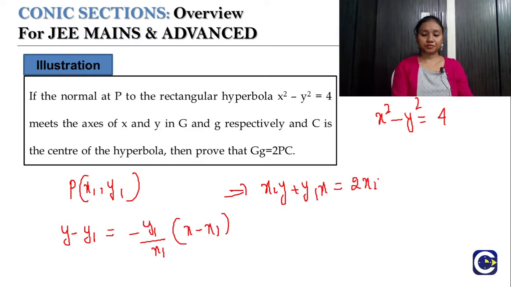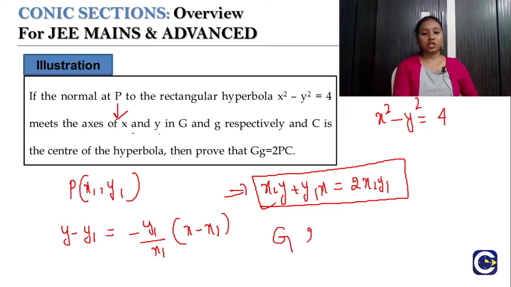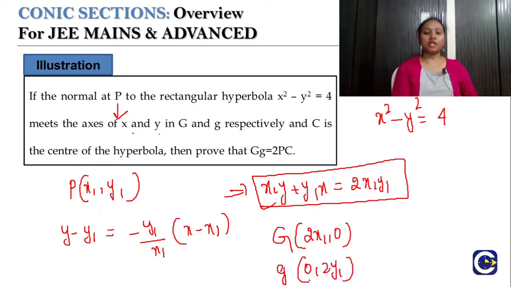So this is my equation of the normal at point P x1 comma y1 to the rectangular hyperbola x square minus y square is equal to 4. And here it is given that this normal meets the axis of x and y. So if it meets at x, what are my coordinates of capital G? It will be 2x1 comma 0. And if it meets at y axis, it will be 0 comma 2y1. So these are my coordinates of capital G and small g, and C is the center of the hyperbola. So here center of the hyperbola is 0 comma 0.